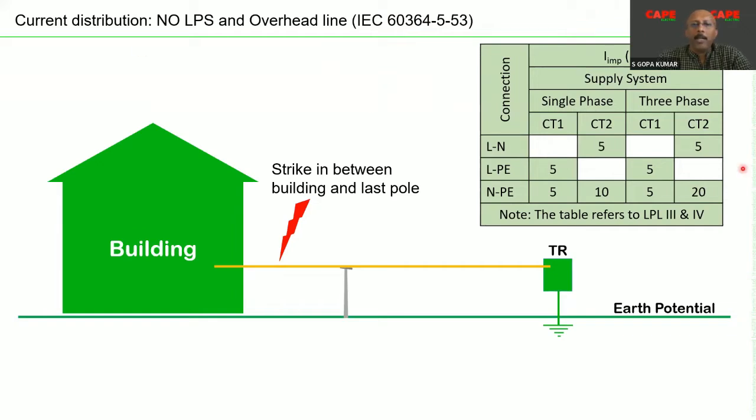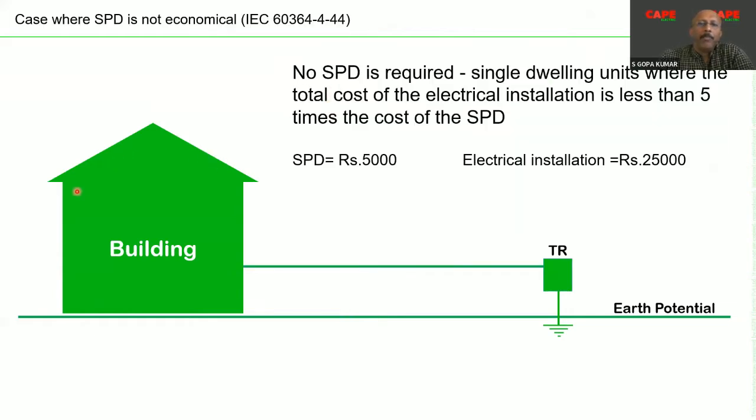The next part: in a building, if the cost of the electrical installation is not more than 5 times the cost of the SPD, then installing an SPD is not economical. Let's say, for example, a small building with only some tube lights or lights and a fan. The cost of the total electrical installation is less than 25,000 rupees. And if the SPD's cost is 5,000, it's better not to put the SPD because it's not economical.